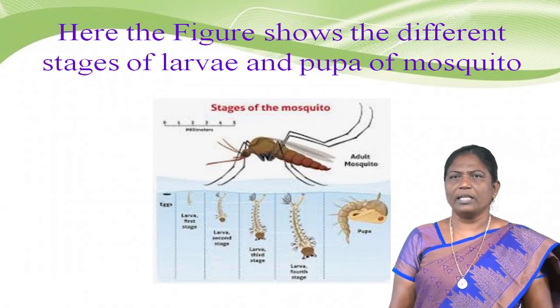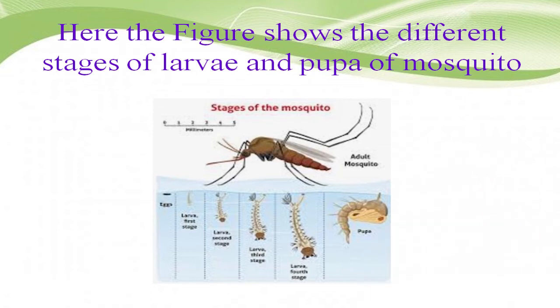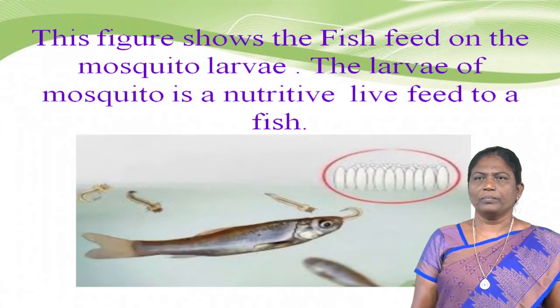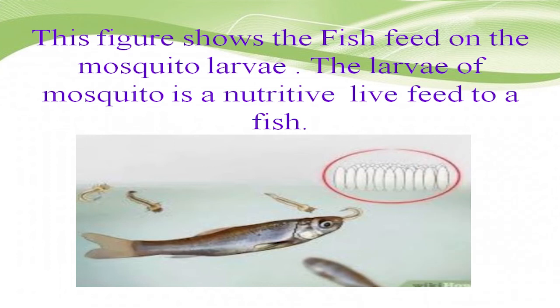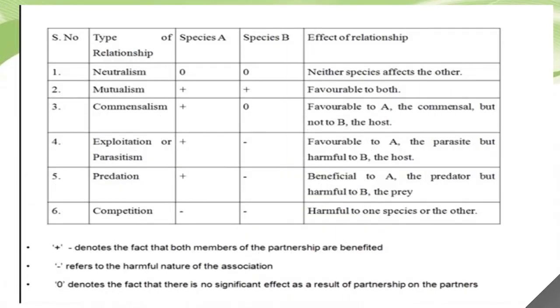Here the figure shows the different stages of larvae and pupae of the mosquito. This figure shows the fish feeding on the mosquito larvae. The larvae of mosquito are a nutritive live feed for the fish. This is a summary of relationships among the organisms, and this table shows the relationships of neutralism, mutualism, commensalism, parasitism, predation and competition.